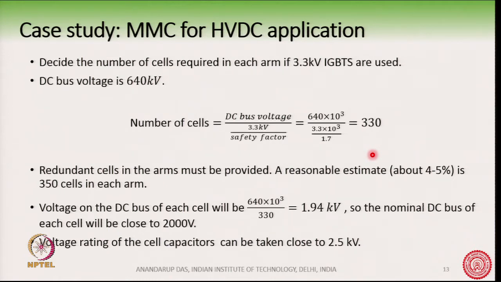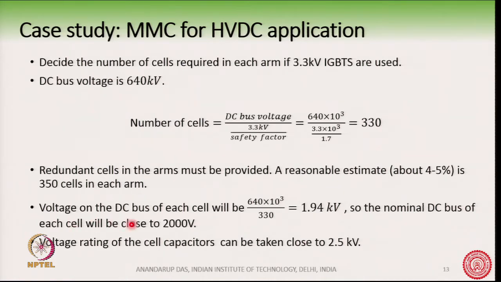Now, redundant cells must be provided in the arms. A reasonable estimate can be something like 4 to 5%. So, we can choose about 350 cells in each arm of the MMC. This can be a starting point in our design. Of the 350 cells in each arm, some are redundant cells that will be shut off during normal operation. Only 330 cells will be used at any point of time, and the rest can be cold standby.